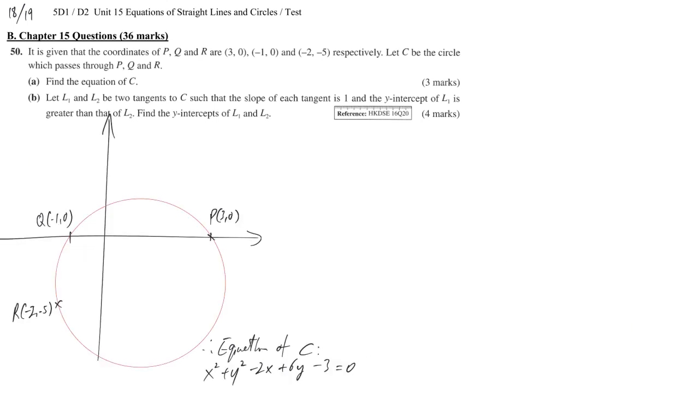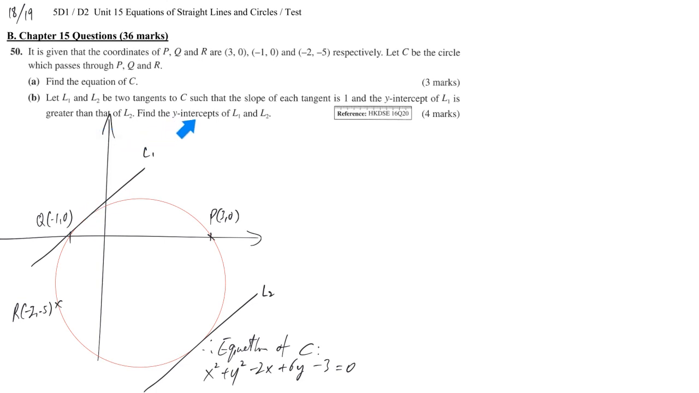In part B, there are two straight lines, two tangents to C, such that the slope of each tangent is 1. When the slope is 1, then it goes up by 45 degrees like this. And they say that this line is a tangent, that means it just touches at one single point. So this is the first tangent, and then there may be another tangent here. They say the y-intercept of L1, that means this point, is greater than L2. So the upper one is called line 1, and the lower one is called L2, because this line has the greater y-intercept.